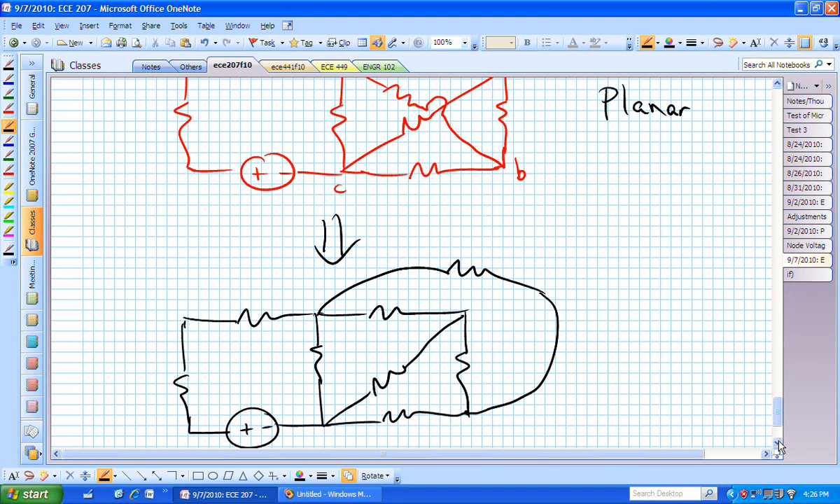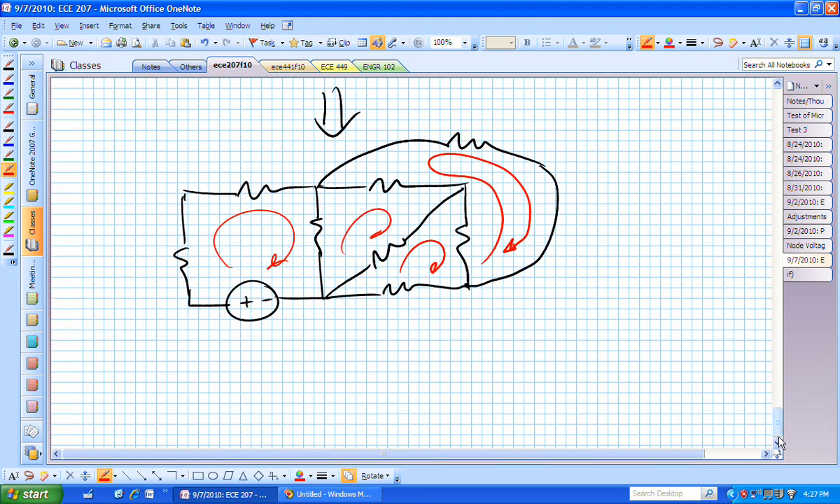And because of that, I can actually start, in a sense, going around each of these little pieces in what we will call meshes or loops. What's an example of a non-planar circuit?